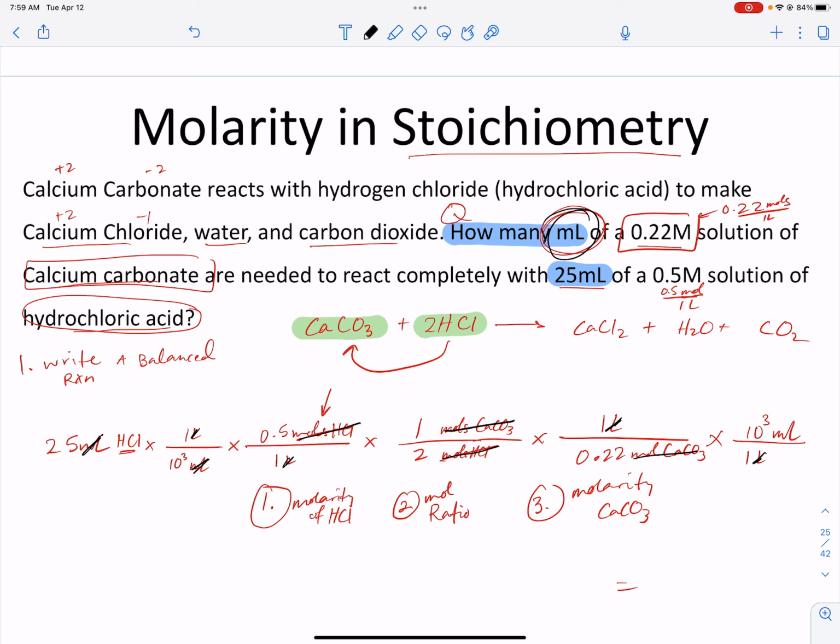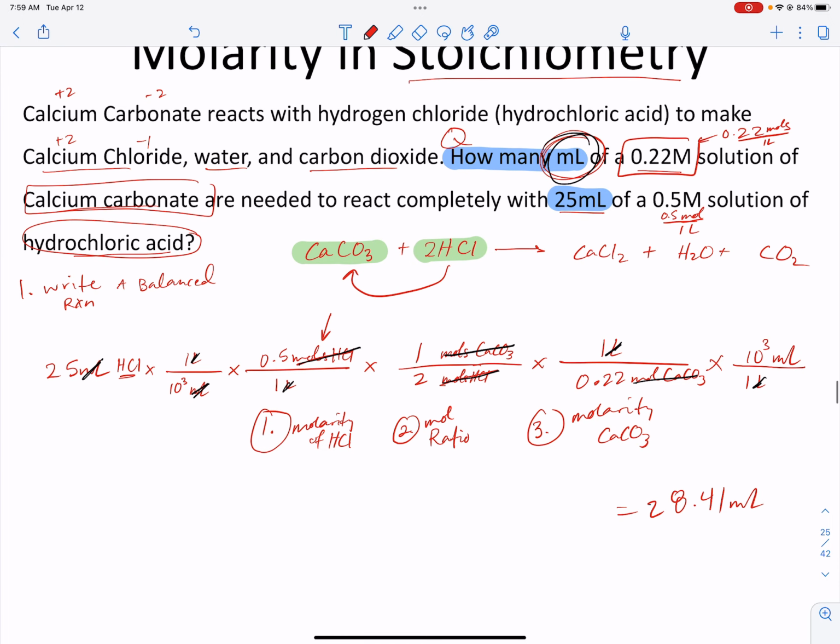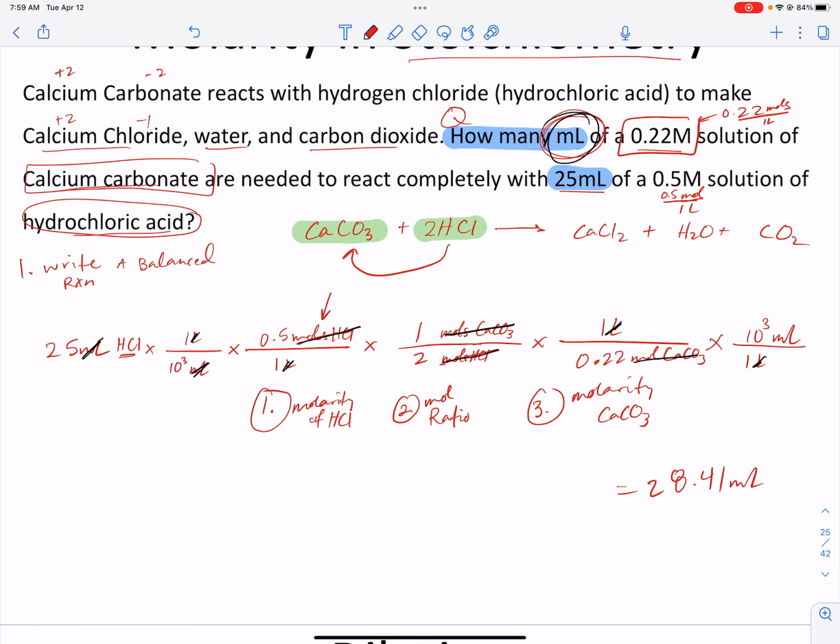Okay, this was 1, 2, 3, 4, like 5 steps total. So we're going to do 25 divided by 1,000, or 10 to the power of 3, times 0.5 divided by 2 divided by 0.22, or you can always say times 1 over 2 or times 1 over 0.22, and then times 1,000. And when I did that, I got 28.41 milliliters. So I'm going to have 25 milliliters of my hydrochloric acid solution, and I need 28.41 milliliters of calcium carbonate to react with that at these particular concentrations.